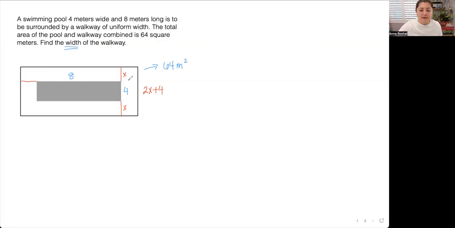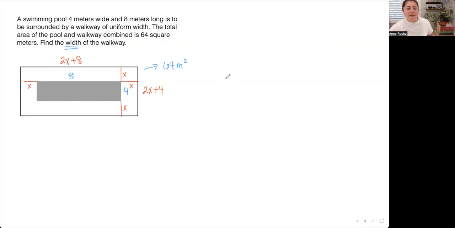I'm going to have this piece added here, part of the walkway, and this piece added here, part of the walkway. And since they're telling me that it's a uniform length, this X piece here is the same as this and as the same as that. So all of the additional pieces that we're going to add is just going to be measurement of X, okay?